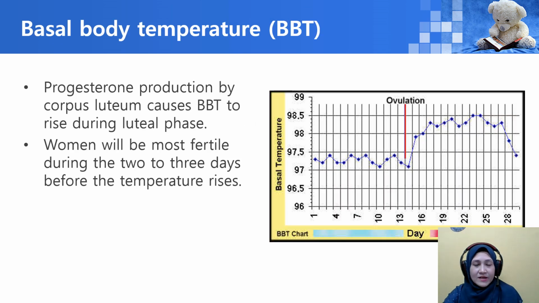So for the basal body temperature, the woman needs to take the body temperature every day, starting the first day of menstrual period. And if ovulation occurs, which is normally within 14 days after the first day of period, so they need to do the temperature charting, and the woman will be most fertile during the 2 to 3 days before the temperature rises. So if ovulation occurs, the temperature will rise. So ovulation actually occurs at the first day when the temperature starts to rise. So if they do this charting, then they know approximately when they ovulate, so that they can plan for intercourse during that day.